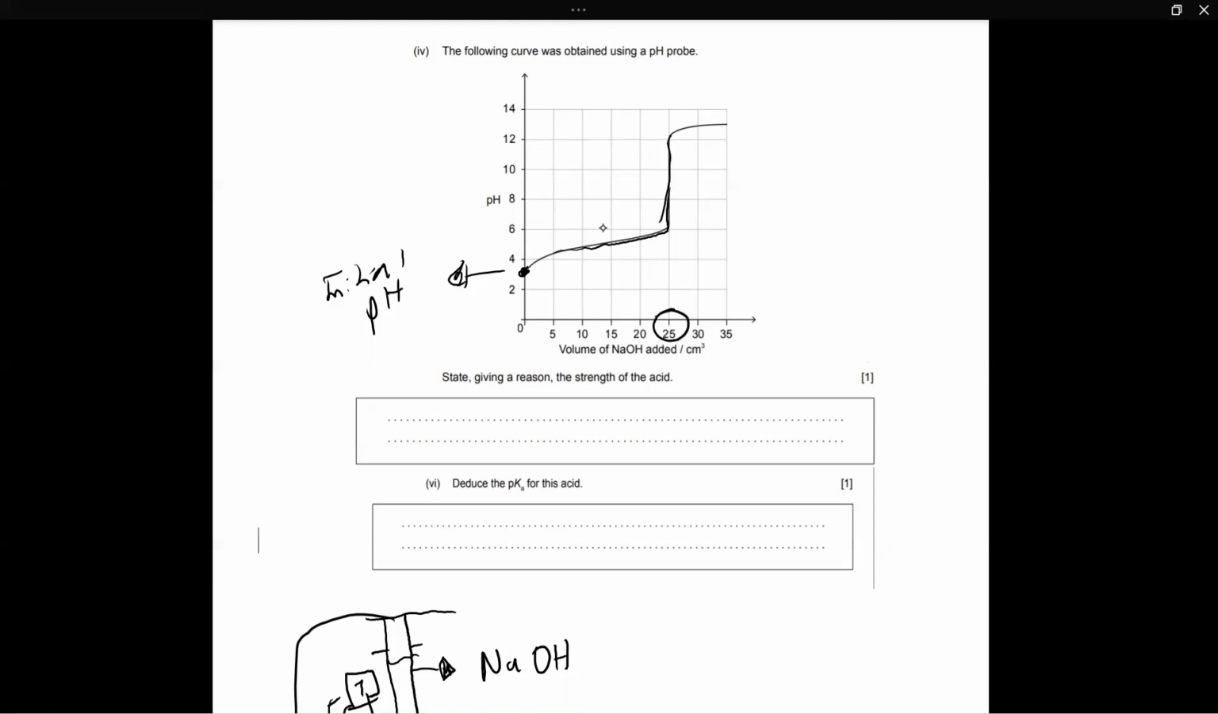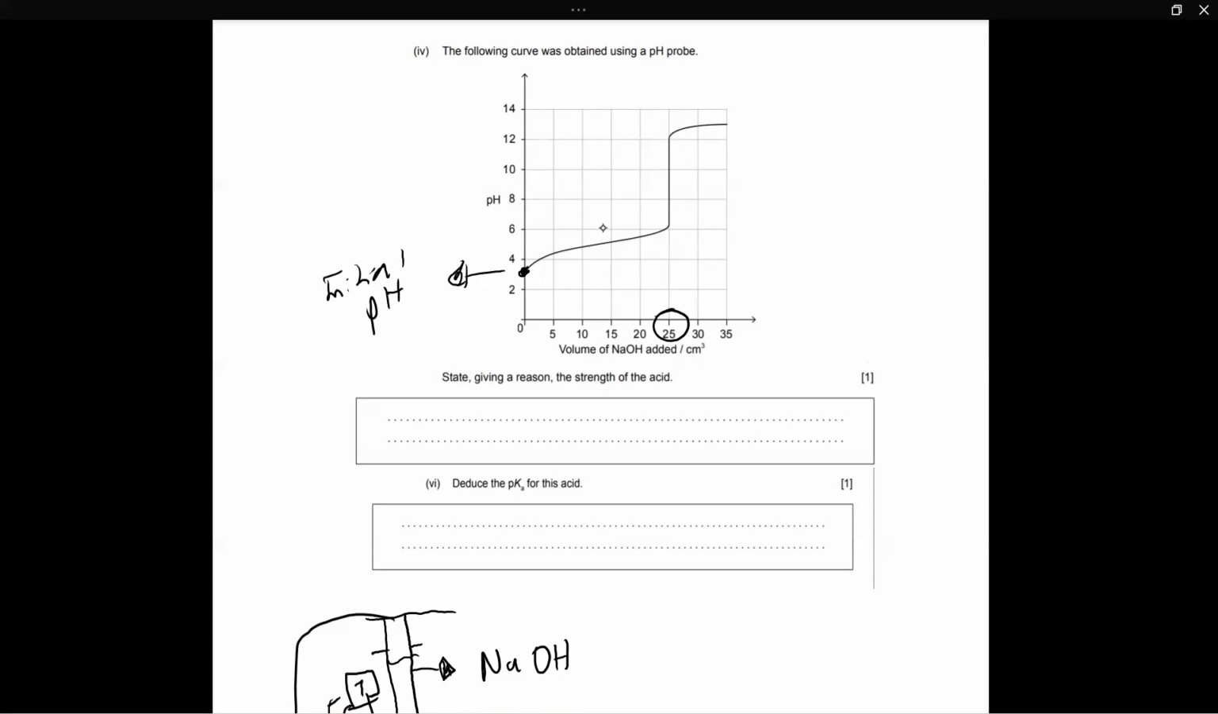At 25, when we've added 25 cm³ of NaOH, the pH has this dramatic increase. What happens over here? What is this vertical region? Well, this vertical region is the point at which the number of moles of NaOH added and the number of moles of acid is the same. That is represented by this vertical region.